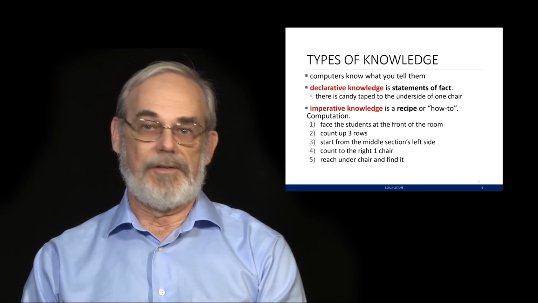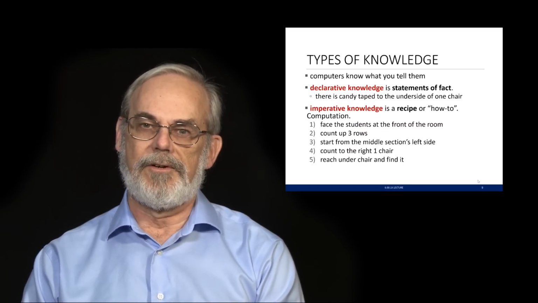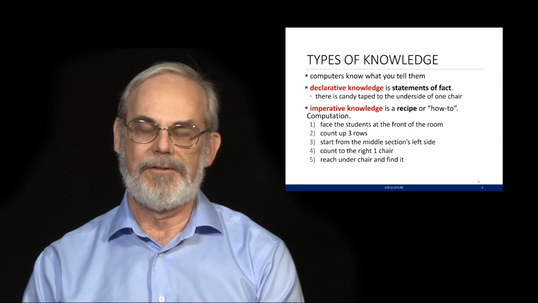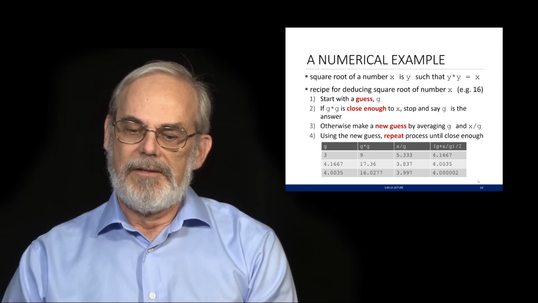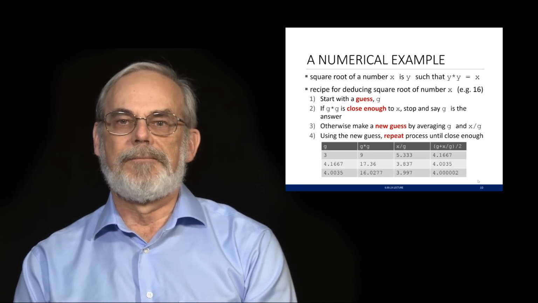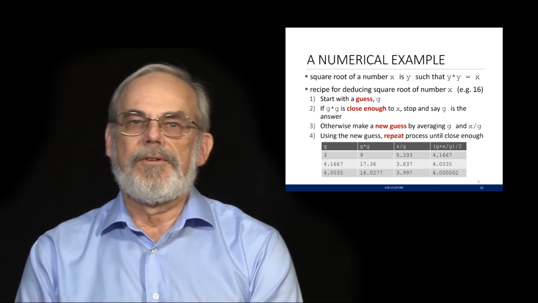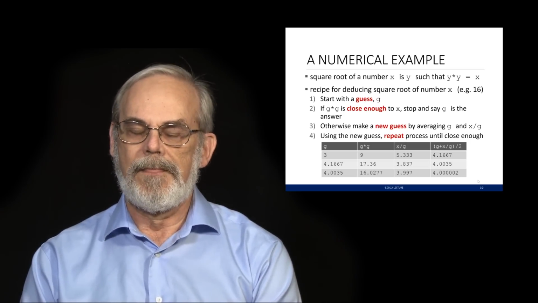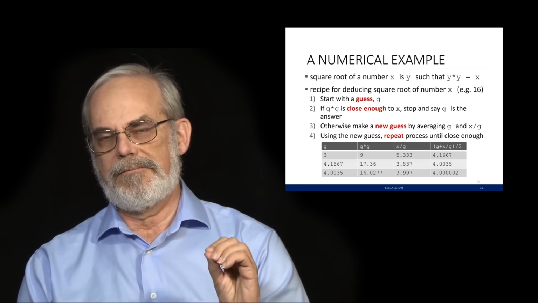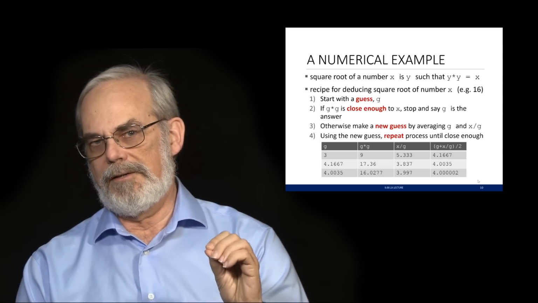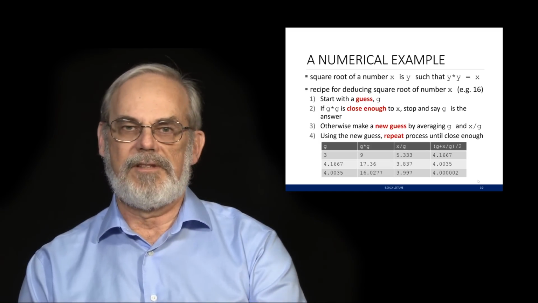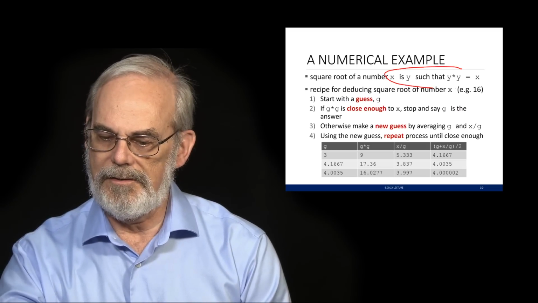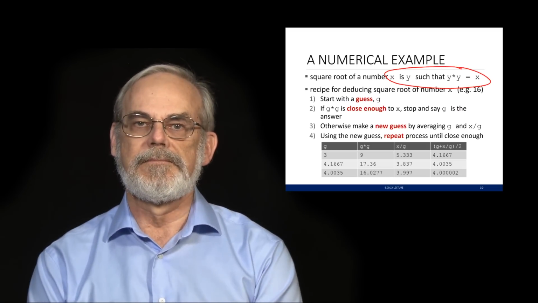Those two kinds of knowledge are important, but only the second one's going to really be of value to us, because that's what's going to help us get the computer to do something for us. To see it, let's look at a simple example. Suppose I want to compute the square root of some number. To make it easy, I'm going to start with just an integer. Here's a statement of fact. The square root of the number x is that y such that y squared is equal to x. There it is. There's a statement of fact.